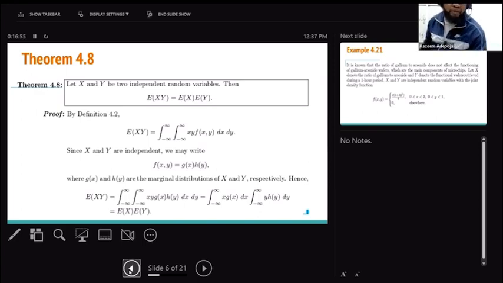Of course, you can always do it because you can collect the like terms: x f of x dx in one integral, y f of y dy in another integral. That's possible. But do you know what we broke down? The joint into this. There's a condition to go from here to here, that is, if X and Y are independent. Okay.